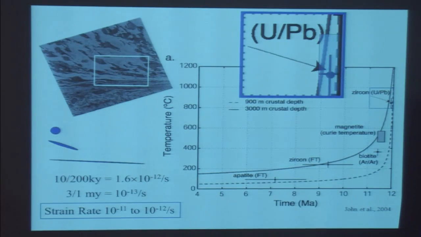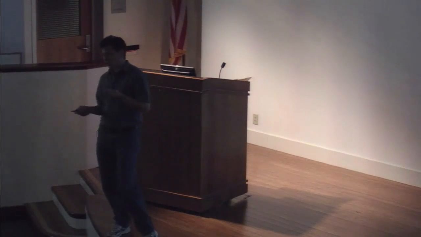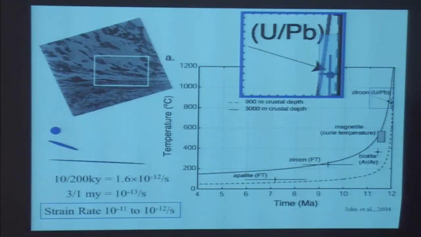And the other cool thing about the oceanic rocks is that because they cool quickly, you can also constrain strain rates in a kind of unique way. So this is from a paper from Bobby John. The rocks that are crystallized have zircons in them, so you can measure the time when they were crystallizing at high temperatures, in the range of 1,000 degrees.